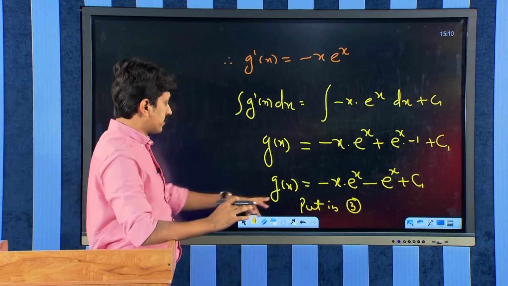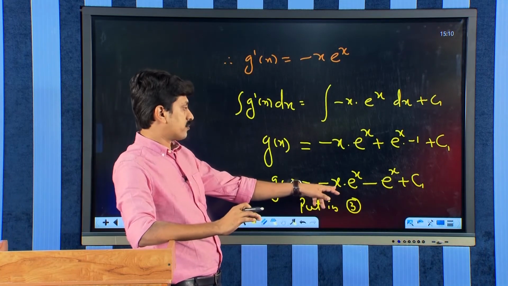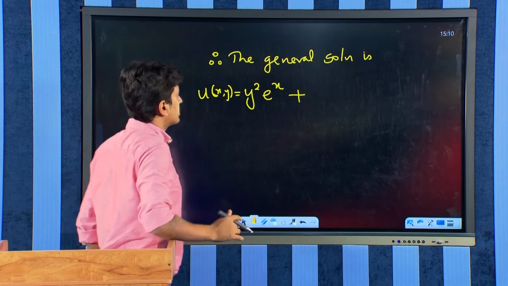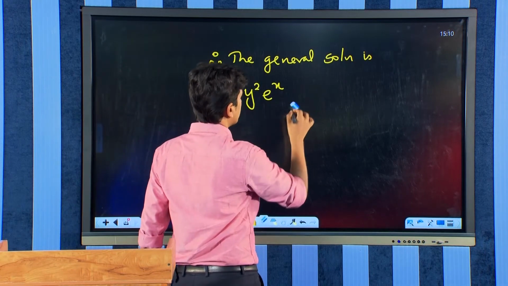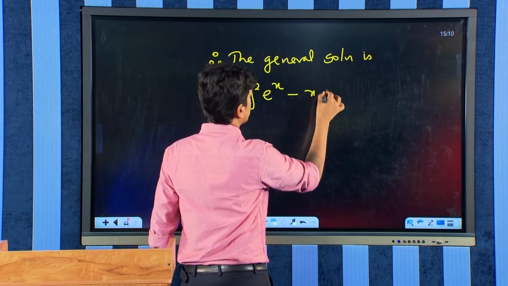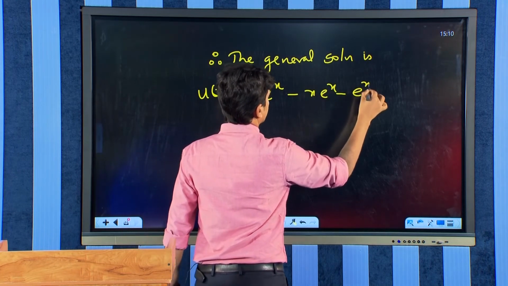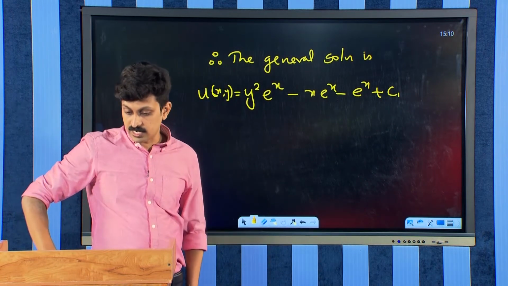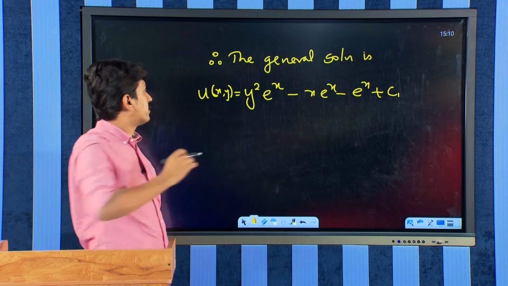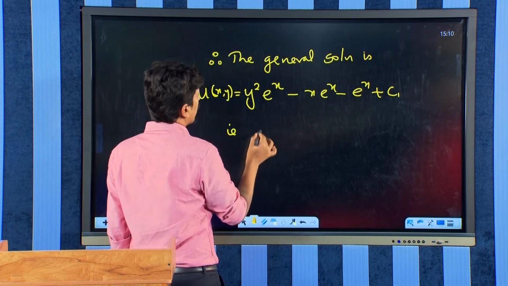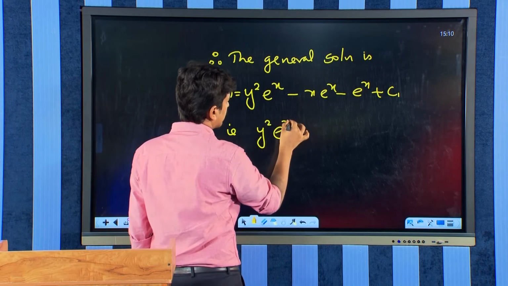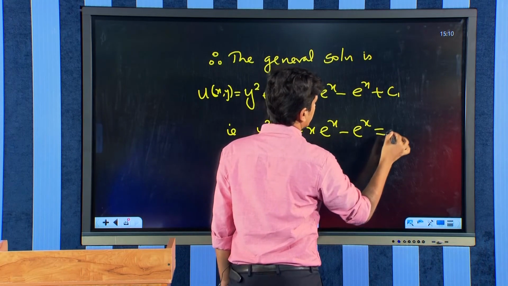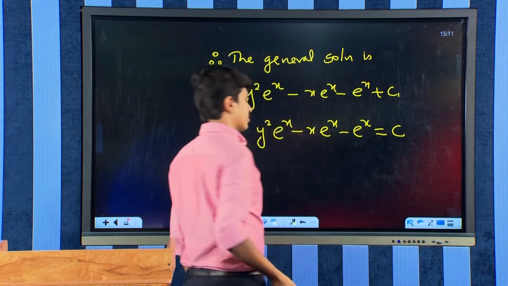So, actually g of x is equal to minus x e raised to x minus e raised to x plus c1. Okay, so we can say that that is equal to c. Well, as we have done before, we can say that y square e raised to x minus x e raised to x minus e raised to x equal to c is the general solution.